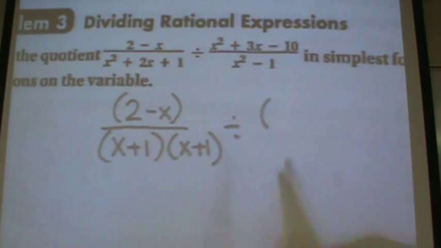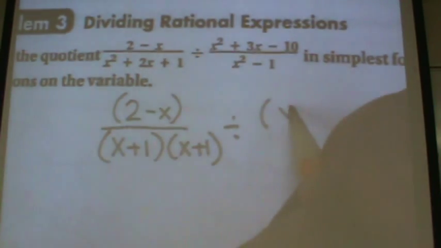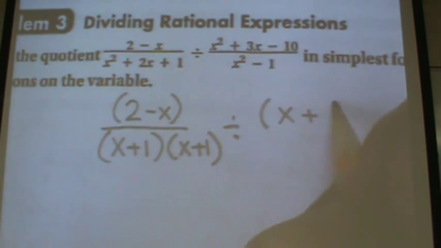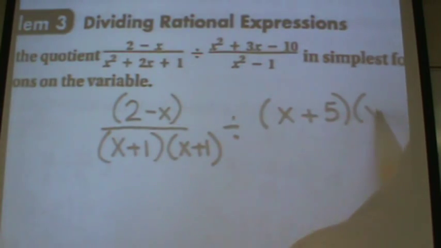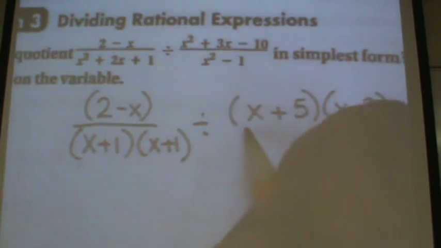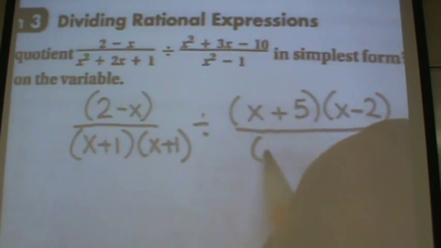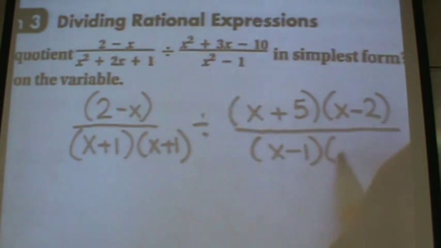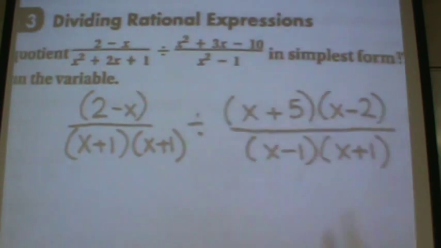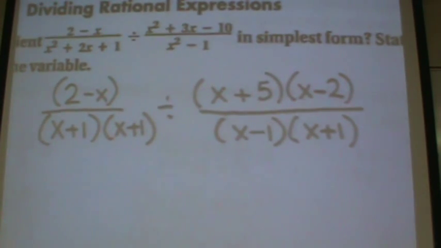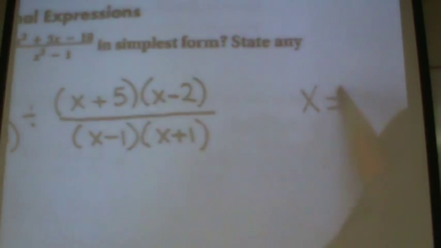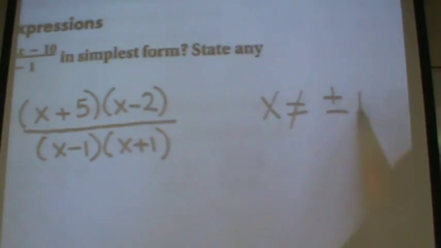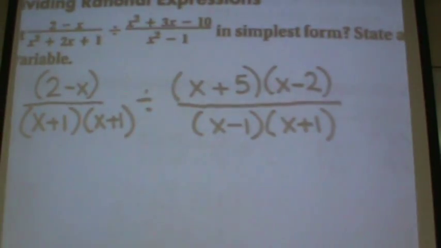How do you factor x squared plus 3x minus 10? X plus 5, x minus 2. Is everyone okay with that so far? Can you state the restrictions right now? X plus or minus 1. Okay, x cannot be plus or minus 1, right? So you have to do your restrictions before you flip it.